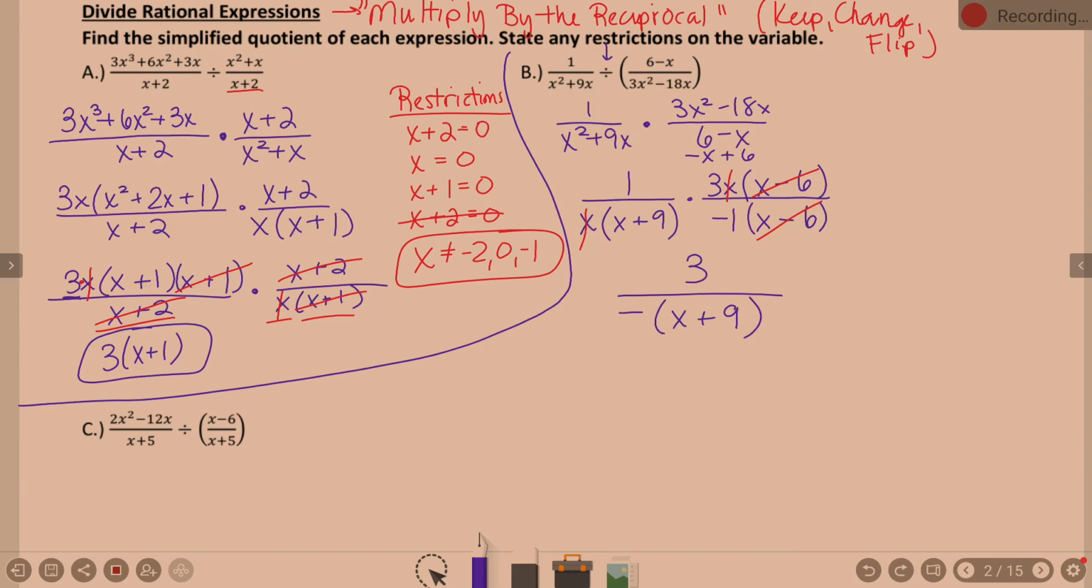There's a factor of negative 1, and there's a factor of x plus 9. I wrote mine as negative times x plus 9. I'm not against you putting a negative 1 there. I'm also not against you moving the negative up top to be with the 3. I don't know how picky Savas would be, but.